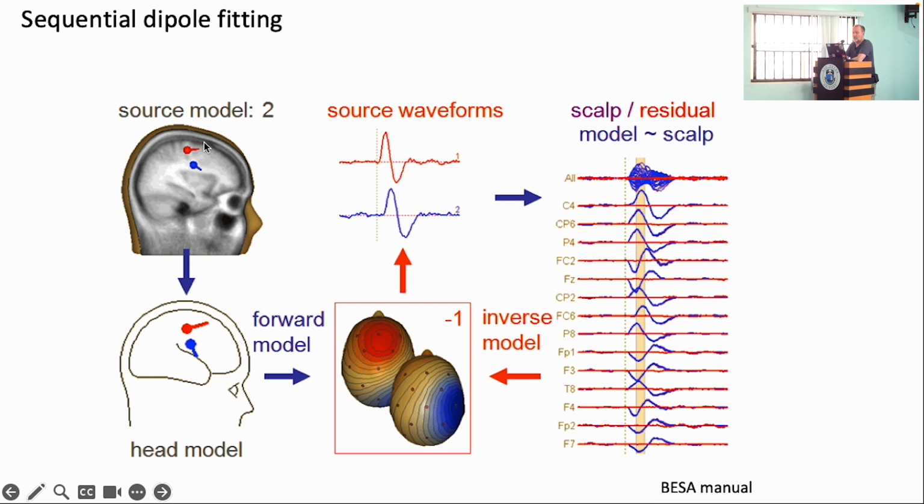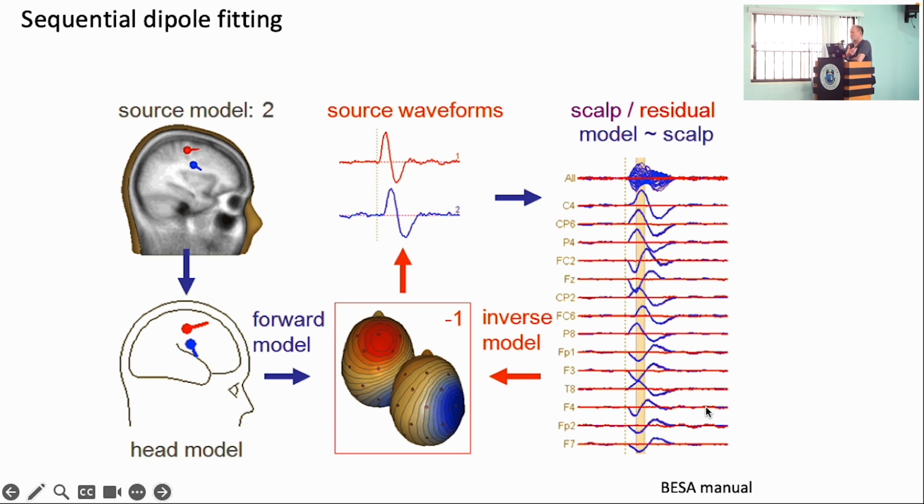Again, we compute the forward model for both dipoles now. So that basically means that we can use a summation of these two scalp topographies to explain the data. And that's going to give us the source waveforms. And with these source waveforms, the residual is 0. So we're able to explain the data perfectly well.